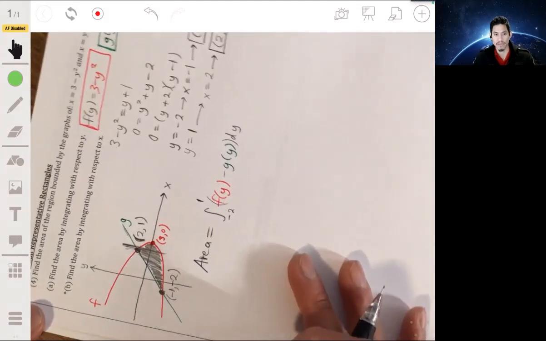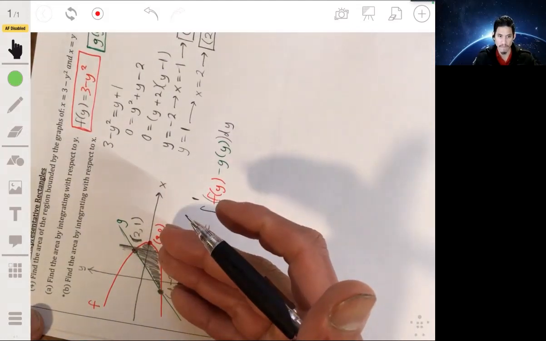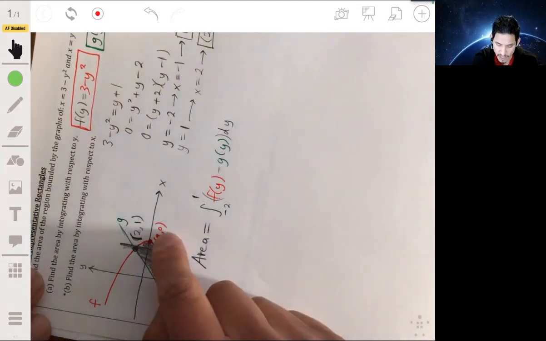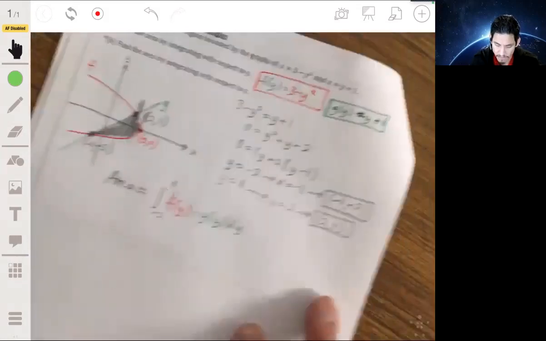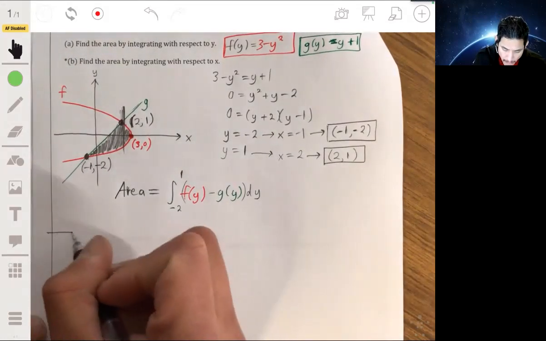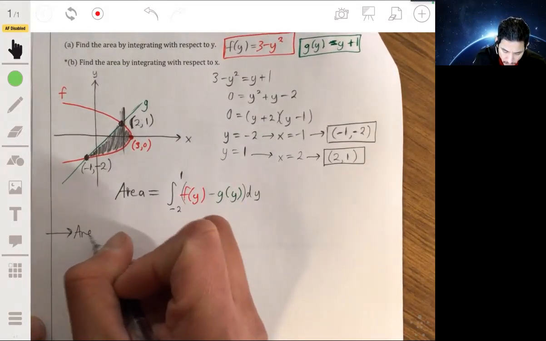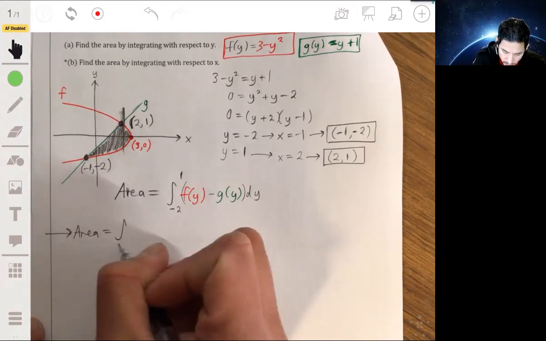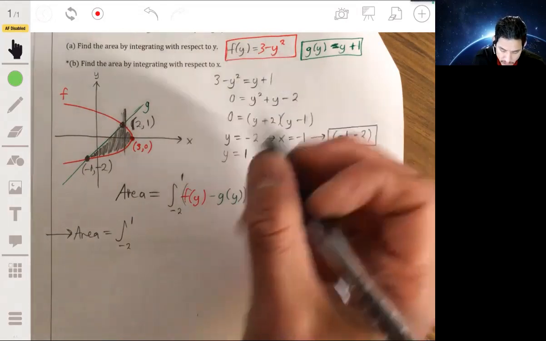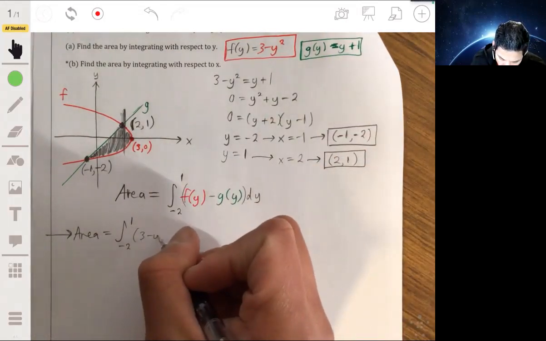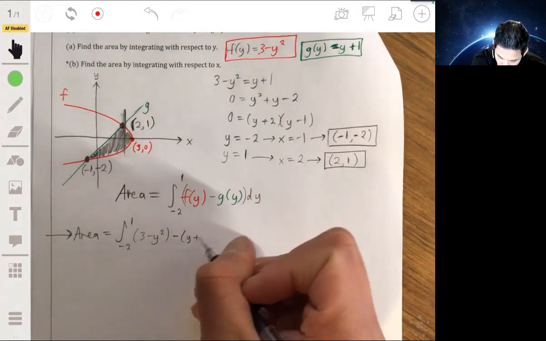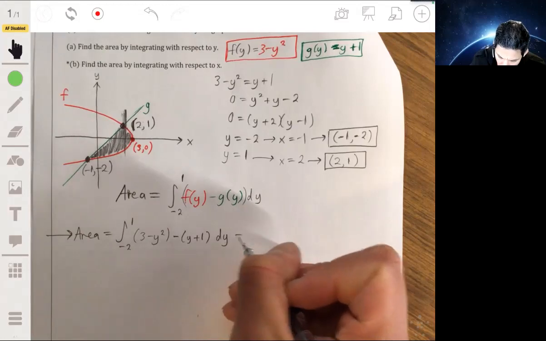So integrating with respect to y actually is easier. It may be a little confusing when you first try these, but it's easier because it's just f of y minus g of y. So then let's go ahead and set up our integral. This will be f of y, the 3 minus y squared, minus g of y, the y plus 1, dy.